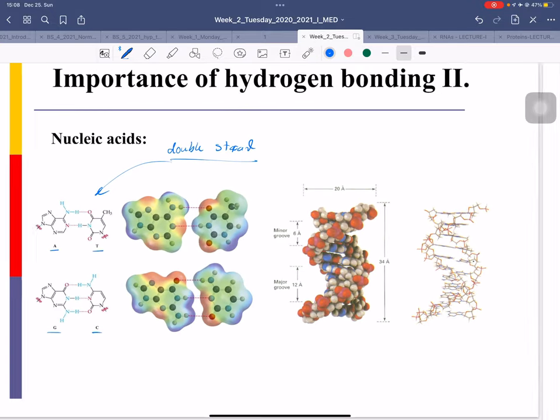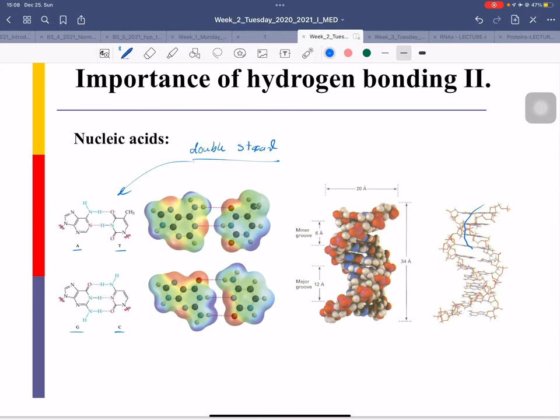Okay, if you see here, inside, it is a hydrogen bond. I can draw again here. If you have DNA like this, here will be hydrogen bond between the nucleic acid bases.